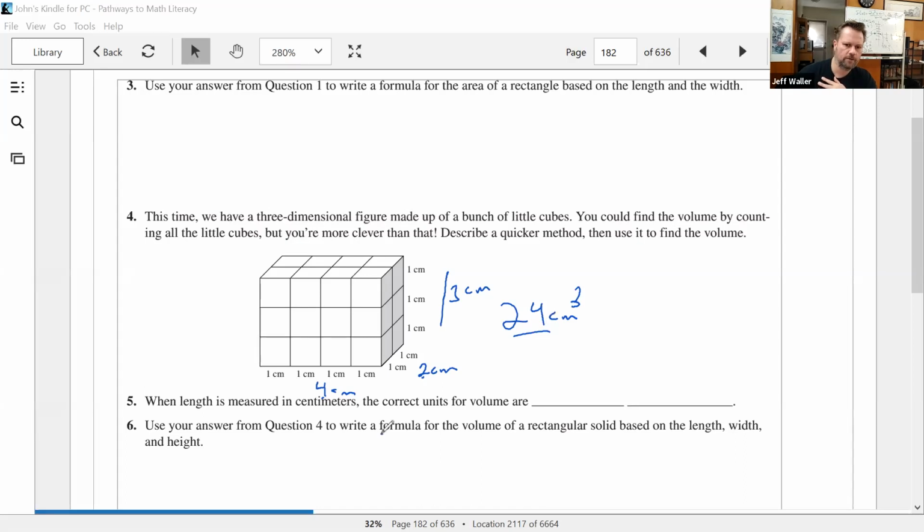Oh, and of course, the formula for volume, I gave you that already. But you can see why it's length times width times height. I really hope you guys can see that, because the quickest way to count these is to go, well, there's 4 by 3. So there's 12 in this front sheet, right? And then the back sheet, there must be another 12. So it's 4 times 3 times 2. Of course that's the formula.